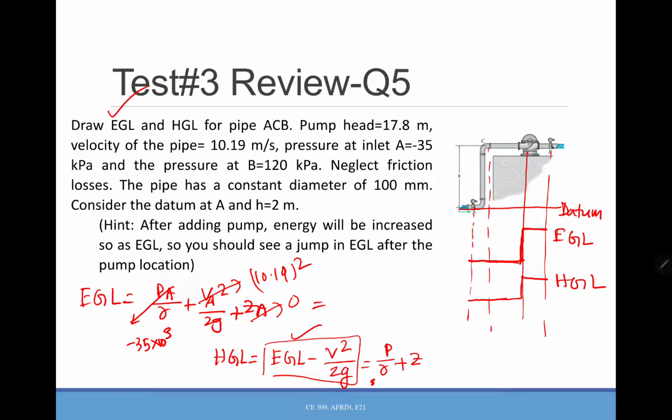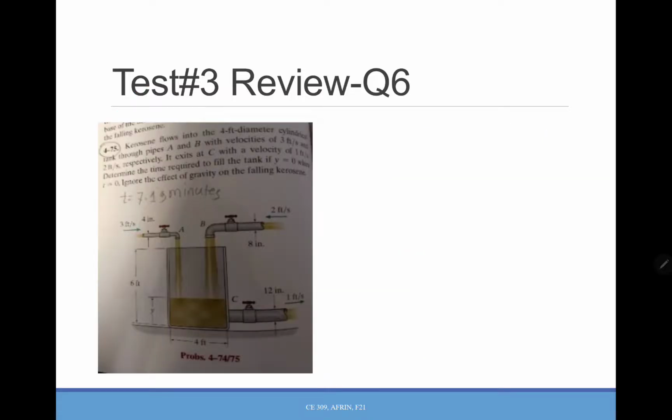Okay, so question number 6, it says that kerosene flows into a 4 feet diameter cylindrical tank through pipes A and B with the velocities 2 feet per second, 3 feet per second. It exits at C with a velocity of 1 feet per second. Determine the time required to fill the tank if Y is 0 when time is 0. Ignore the effect of the gravity of the falling kerosene. Okay, so this problem is interesting.